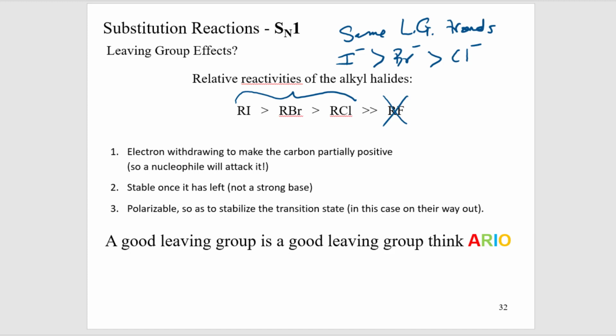A leaving group is only going to want to go if the charge it takes with it, the negative charge in this case, is stable. So a good leaving group is a good leaving group, and we can think about resonance, electronegativity, and orbitals (REO), because a leaving group usually takes its electrons with it and thus is a negatively charged species, and we can use REO to figure that out.